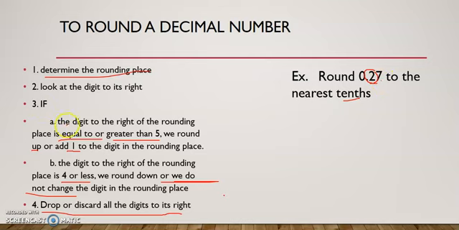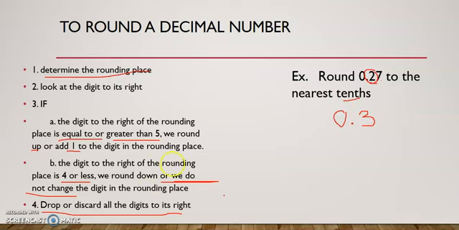Now, condition. If the digit to the right of the rounding place is equal to or greater than 5, is this equal to or greater than 5? Yes, 7 is greater than 5. Therefore, we round up or we add 1 to the digit in the rounding place. Round up tayo. Dadagdag tayo ng isa dito sa digit ng rounding place. Since this is 2, dadagdagan mo ng isa. What will happen to 2? That becomes 3. So this now becomes 0.3.